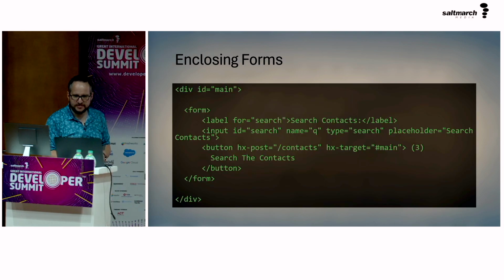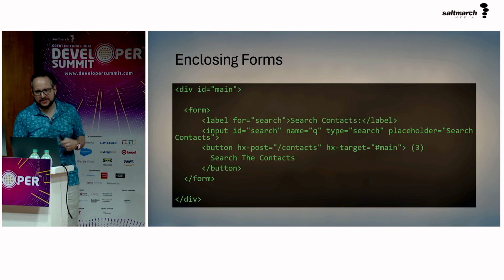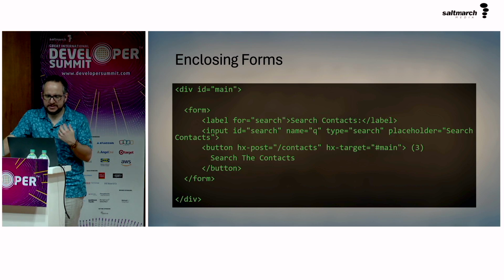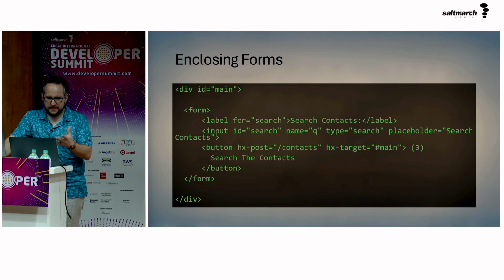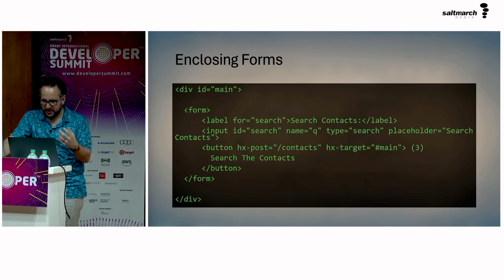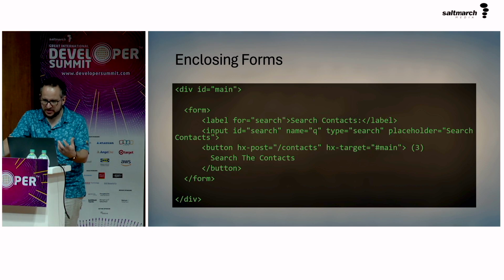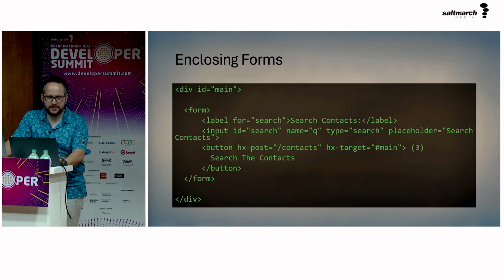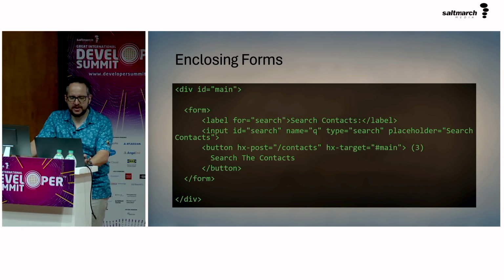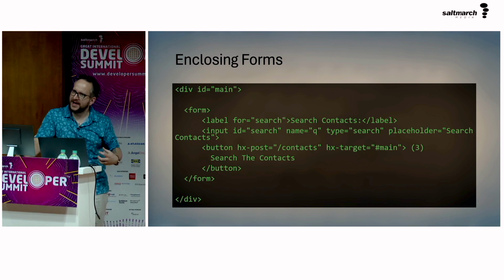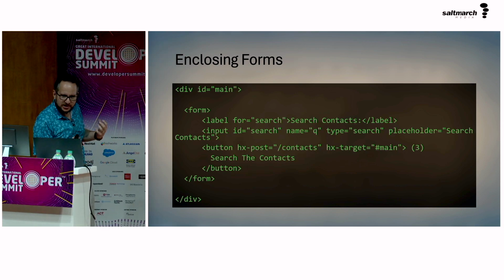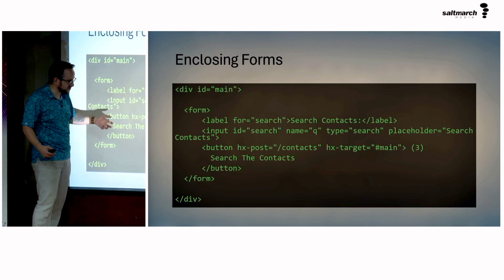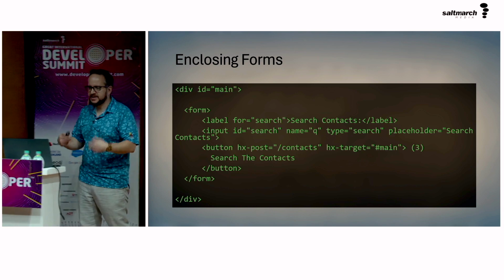So you can enclose forms. Now, by default, it's not going to include the enclosing form for GET requests, but it does include the form for all other types of requests. So if I put something in here, you can see a button with HX post. That's going to include the closest enclosing form, so it's going to pull in whatever's in there. It's not going to do that for a GET, but it's going to do it for all the other types of requests.